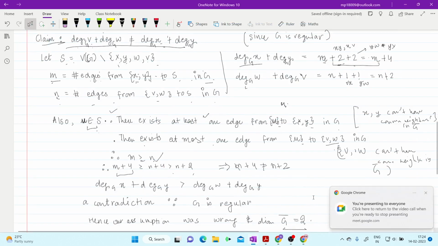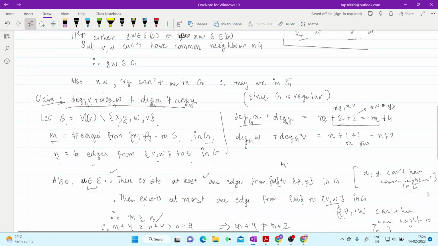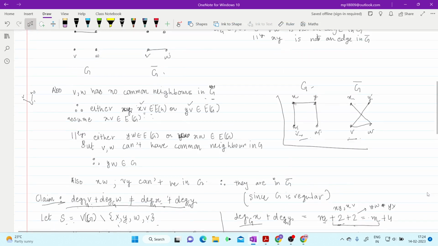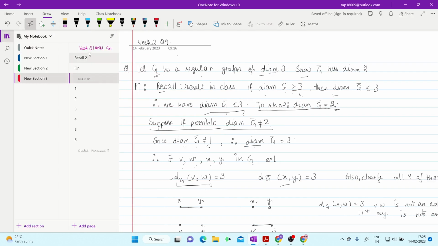Okay, this was a bit of a tricky problem, so I'll be uploading notes. If you have any problem in these steps, you can post in the forum. So now we'll move on to today's topic.